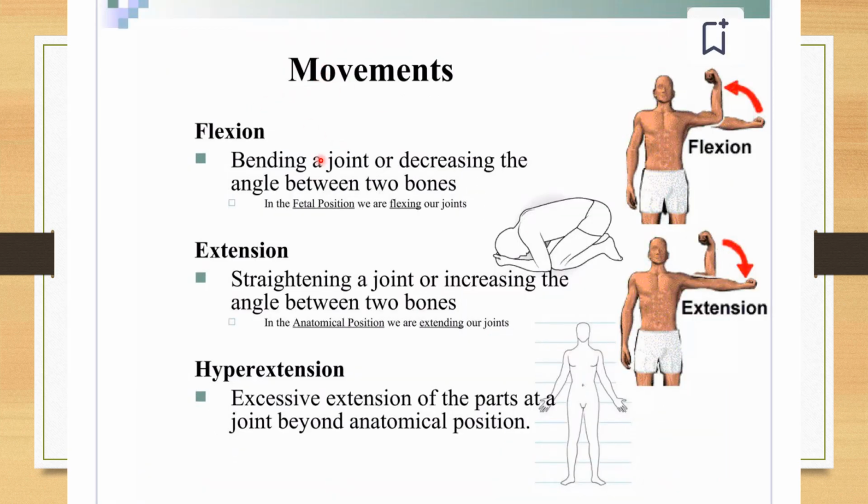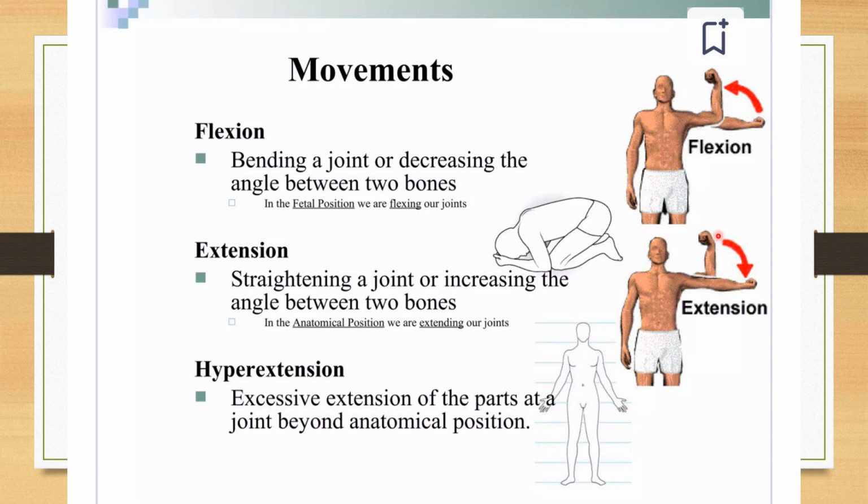Another movement you need to know is flexion and then extension and then hyperextension. Flexion is when you bend a joint or you are decreasing the angle between two bones. If your hand is straightened, just like 180 degrees, once you bend it, you reduce the 180 to about 90 degrees. So this position is a flex position. When he returns his arm to that position, this is a flex position.